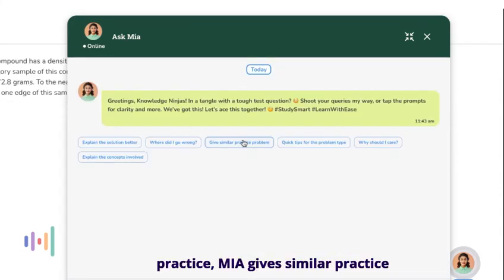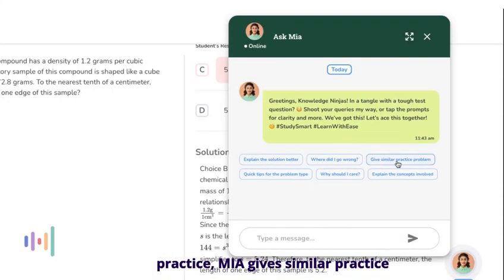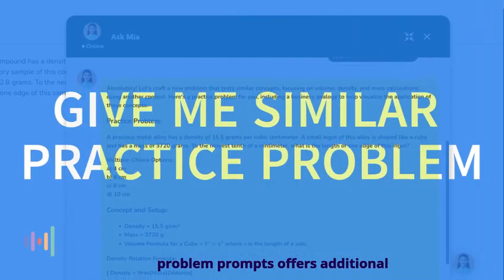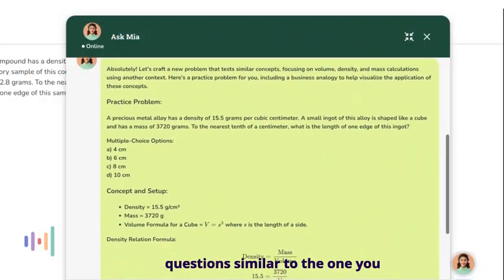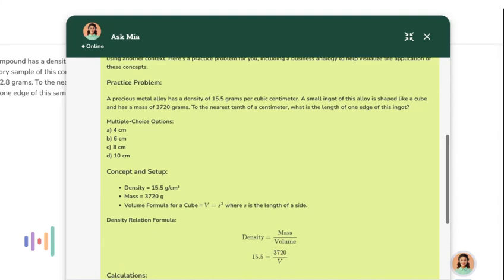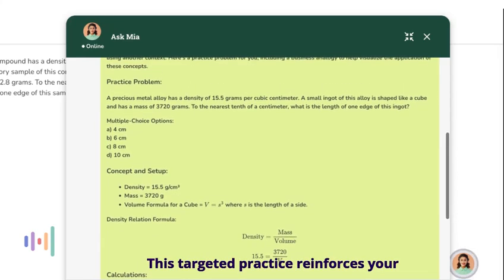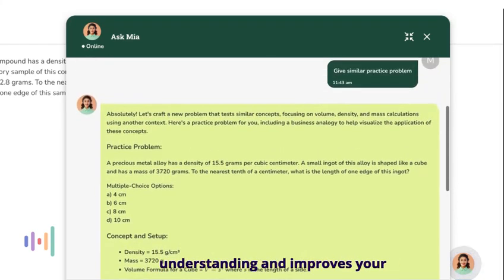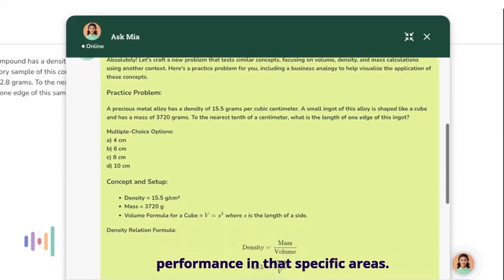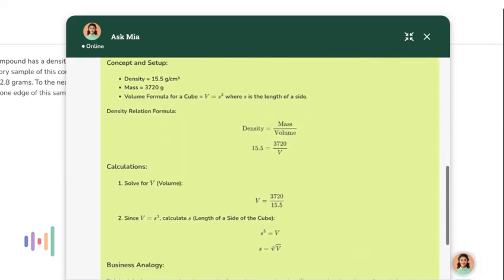If you need more practice, Mia's Give Similar Practice Problem prompt offers additional questions similar to the one you struggled with. This targeted practice reinforces your understanding and improves your performance in that specific area.